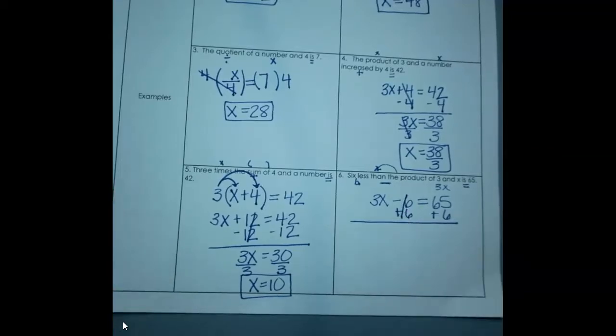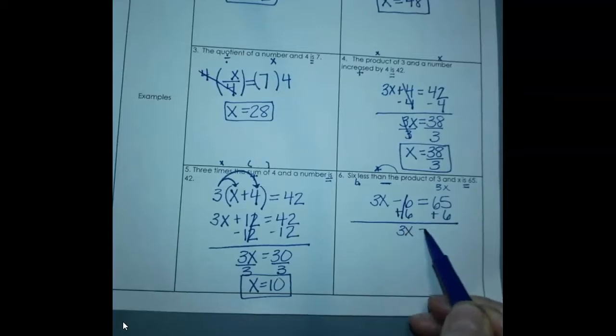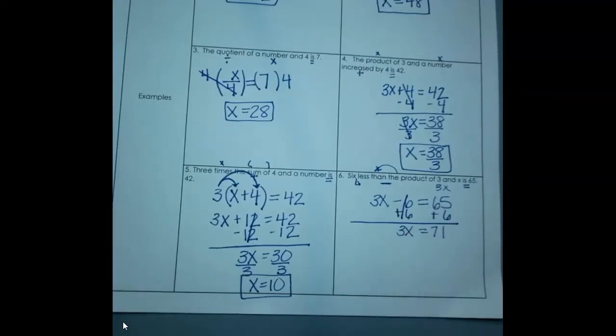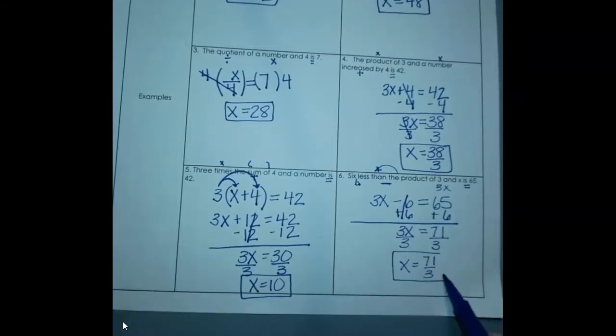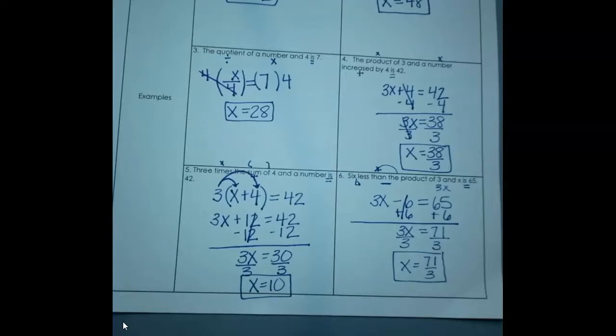Negative 6 plus 6 is 0. Cancels out. I'm left with 3x on the left equals 65 plus 6 is 71. Now to get the variable alone, this is 3 times x, so the opposite of multiplication is division. We will divide both sides. And I'm going to have x equals, and I'm going to leave it as a fraction because it's not going to be pretty, 71 divided by 3. All right, let's flip this over and do a couple of real-world examples on the other side.